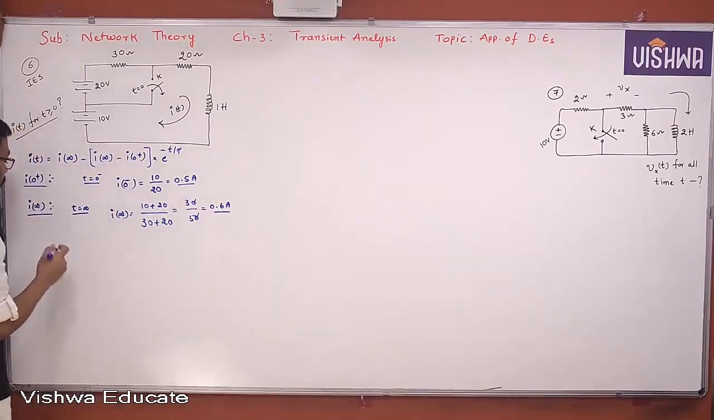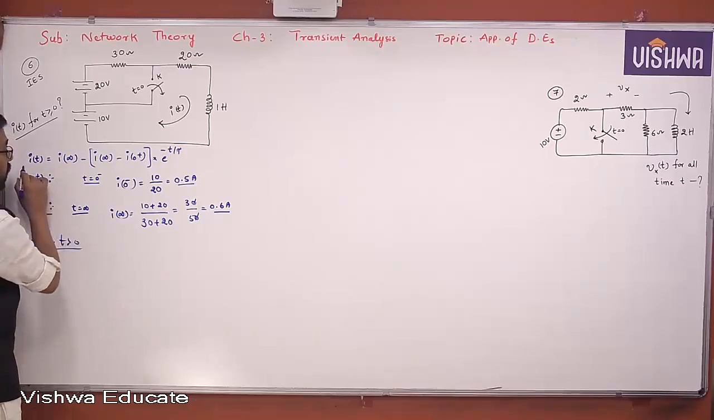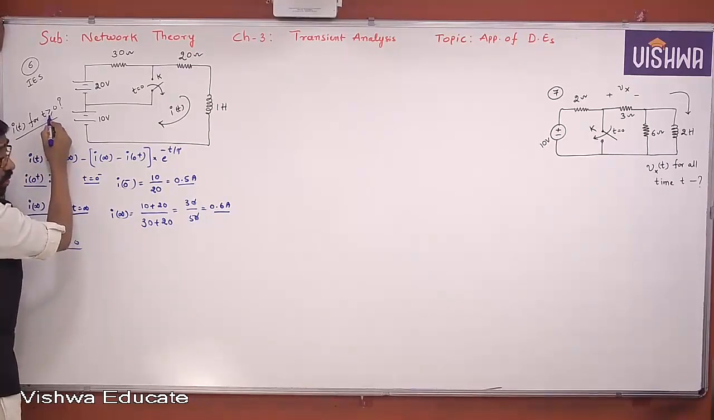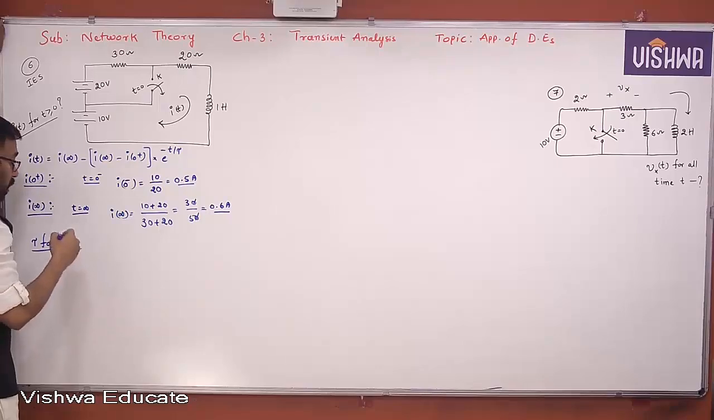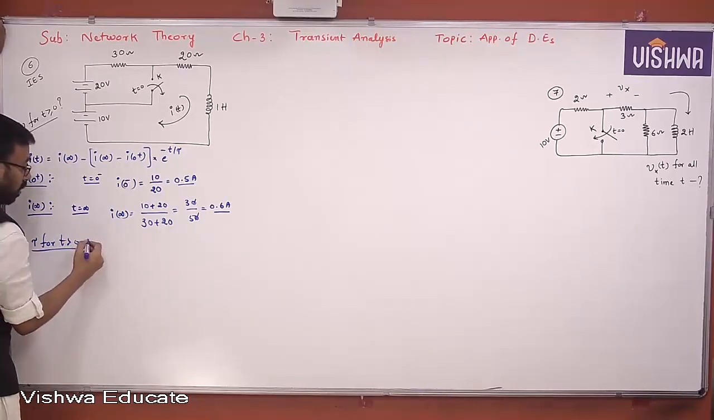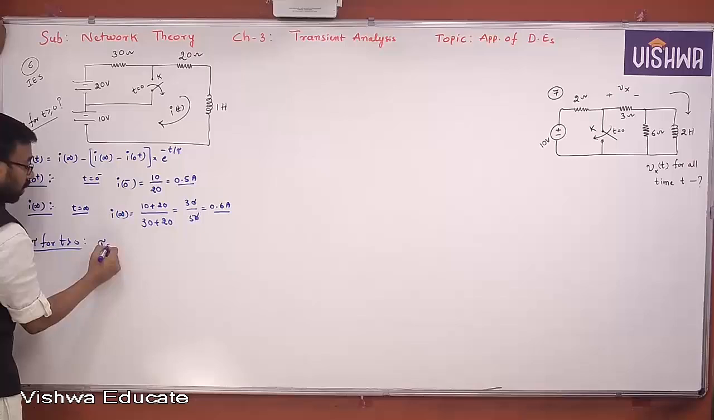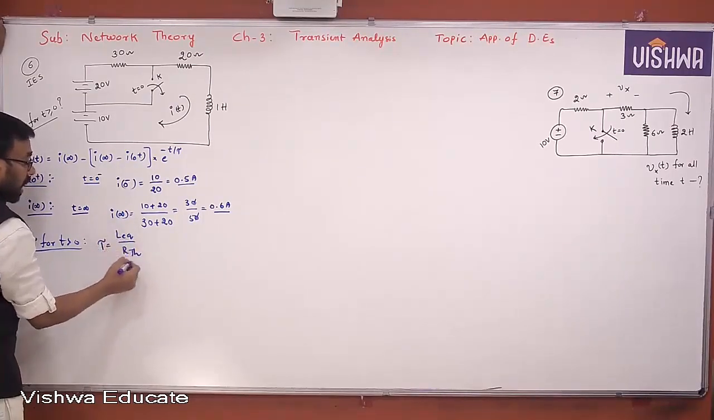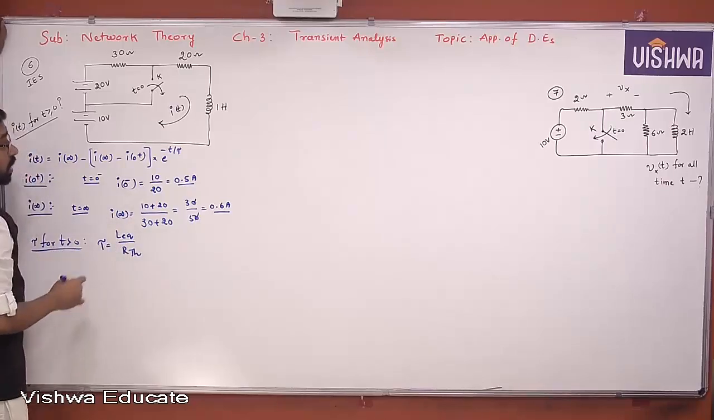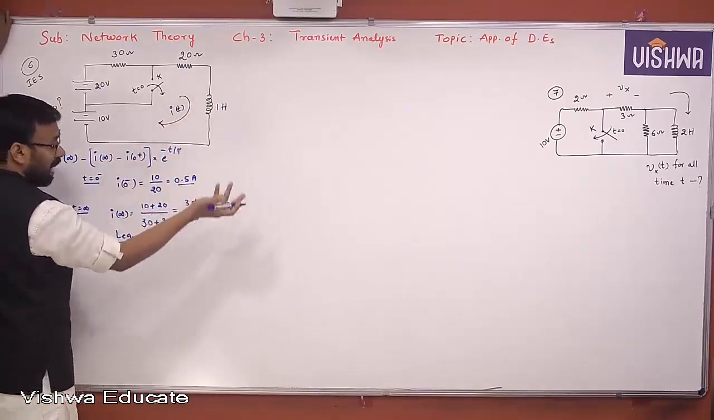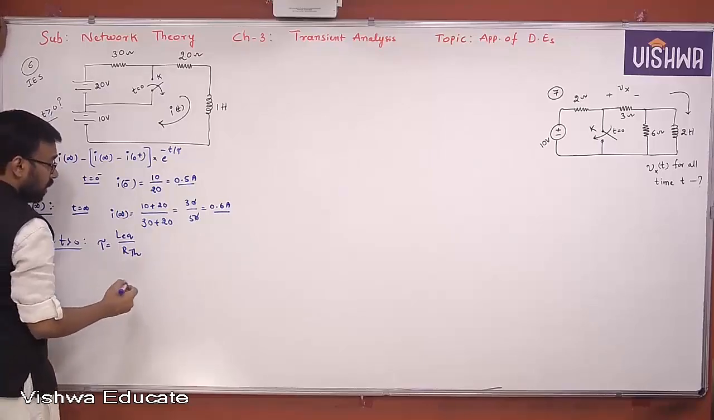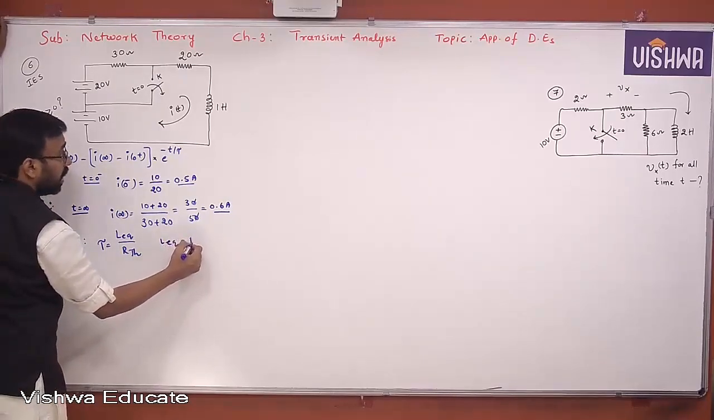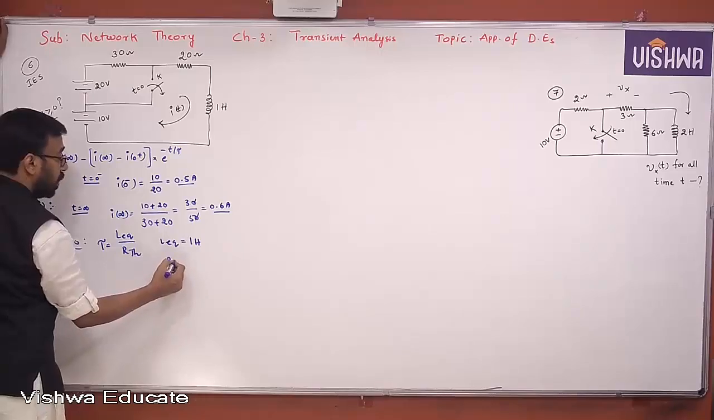Now I would like to go with tau for t greater than 0. I told you already, your response required is for t greater than 0, therefore tau should also be calculated for t greater than 0. What is the tau formula? Tau is L equivalent by R TH. L equivalent and R TH both must be calculated for t greater than 0. For L equivalent, only one inductor is there, so L equivalent is 1 Henry. R TH for t greater than 0 again.